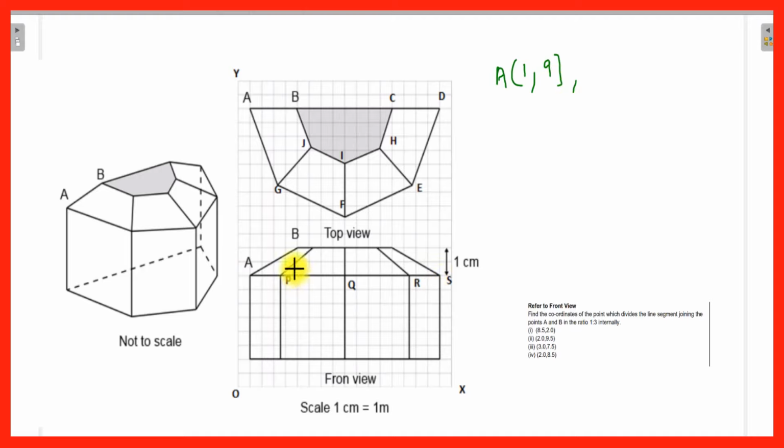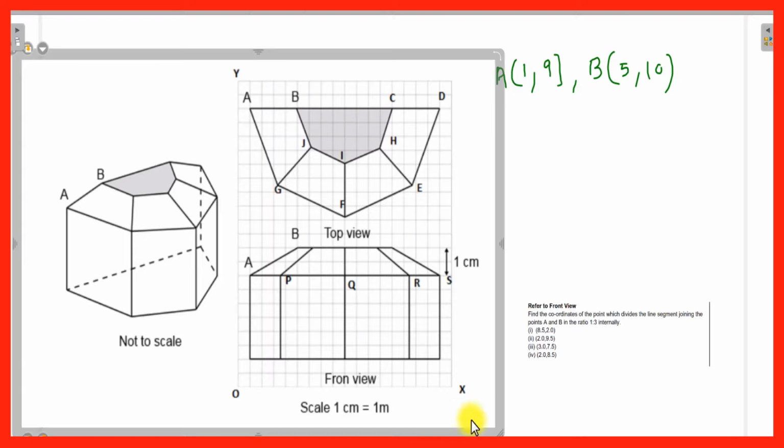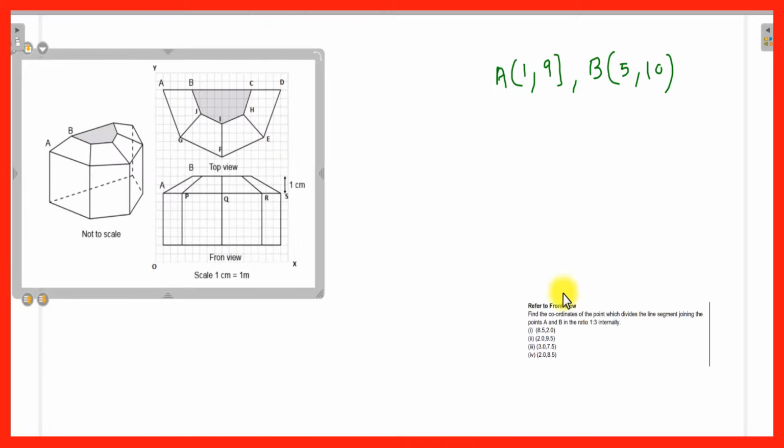Now you have to find the coordinates of point B. Point B, whose coordinates will be: x coordinate means distance from the y-axis, 1, 2, 3, 4 and 5. So that is 5, comma, and its y coordinate means the distance from the x-axis, and the distance of point B from the x-axis is 10. Now you have got A and B coordinates. Now you can find the rest easily.